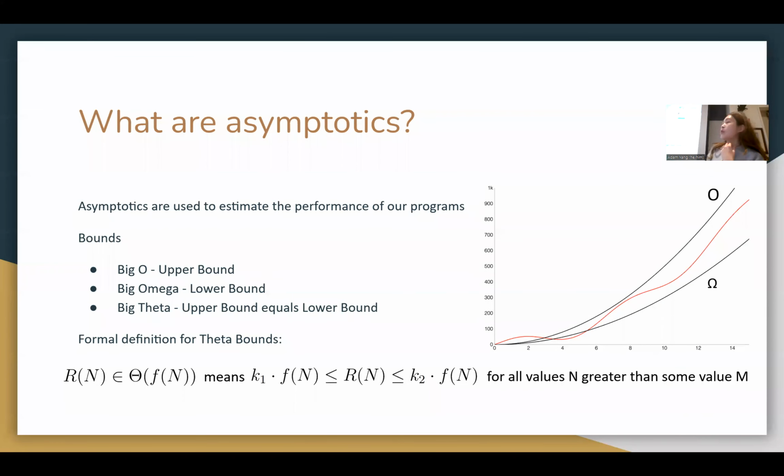Okay, so we're gonna go over the asymptotics. Asymptotics are normally used to estimate the performance of our programs, and there are 3 types of bounds, which are big O, big omega, and big theta. And then our runtime R(n) here is within theta of f(n), which means if there are constants K1 and K2, our runtime should be within the bounds of K1 times f(n) and K2 times f(n).